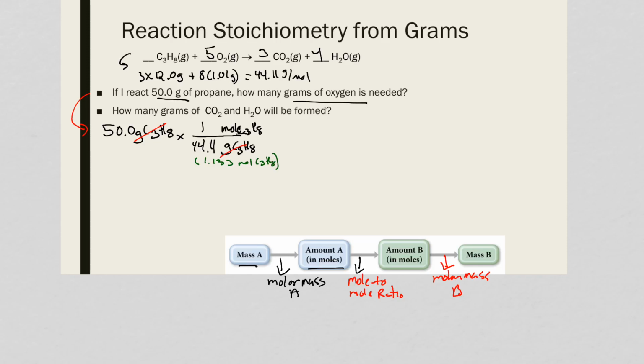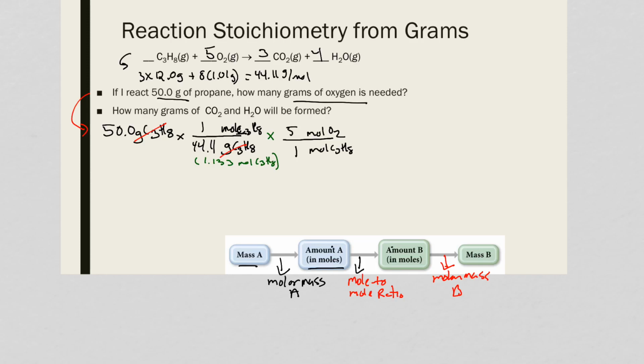But instead of doing that, we're just going to continue on with the calculation and do the next step. So now that I have moles of C3H8, I can do my next step, moles of A to moles of B, and my B here is moles of O2, moles of C3H8. So I need my ratio. I go back to my balanced equation, and I see that I need 5 moles of O2 to every 1 mole of C3H8.